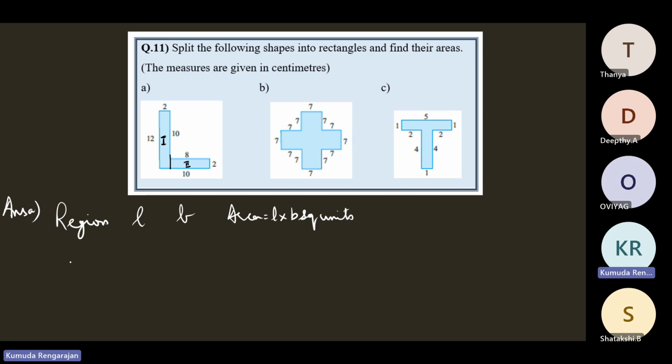Okay, I'm not putting the table. I'll just write it under this. Yeah, tell me, for region 1 and region 2, what's the length, Tanya?